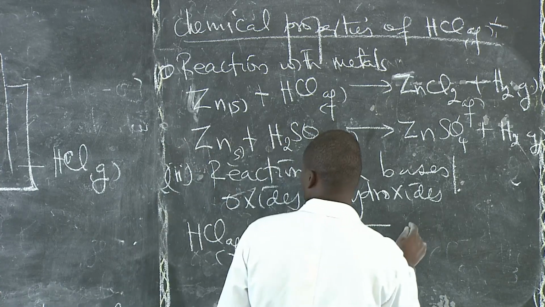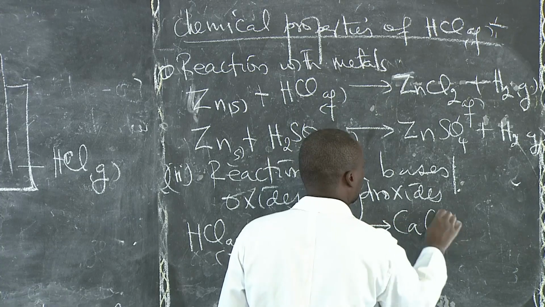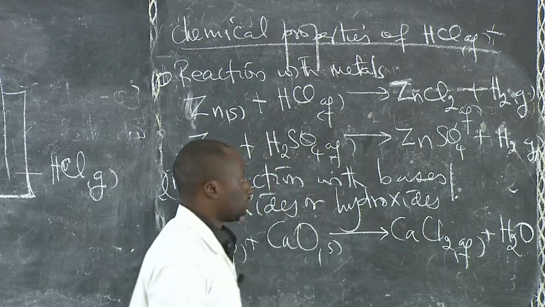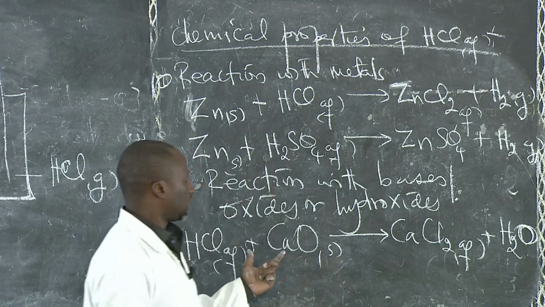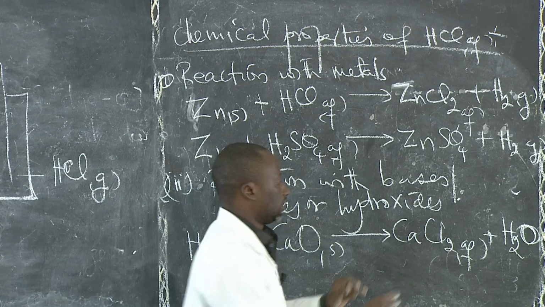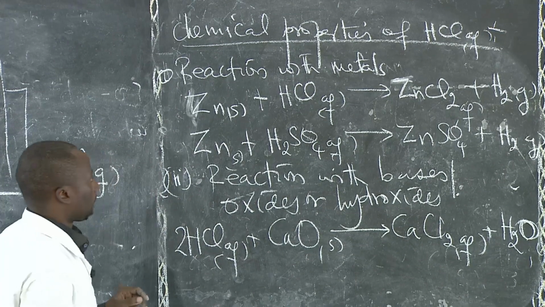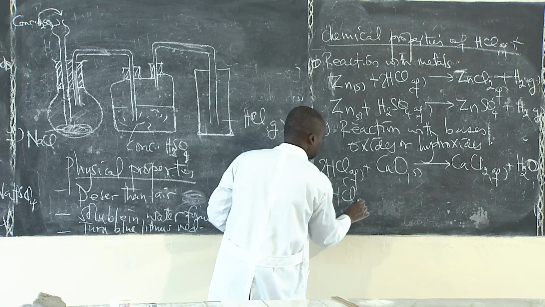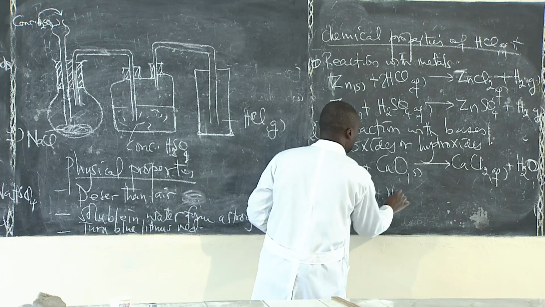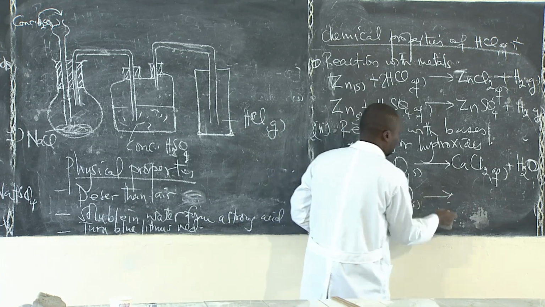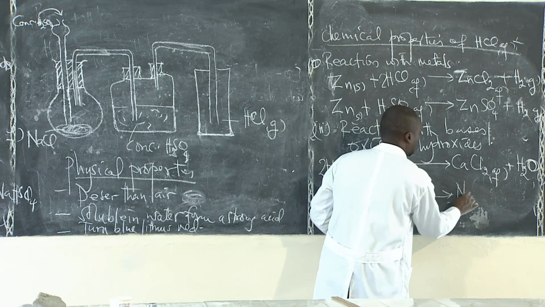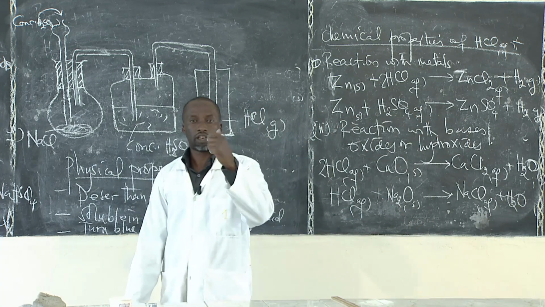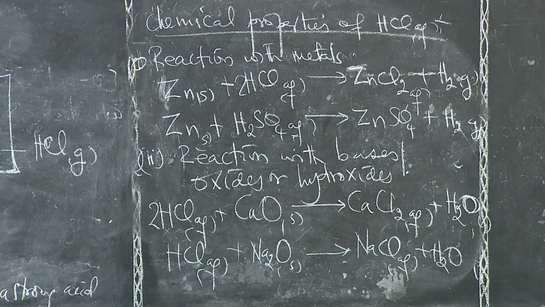this will give calcium chloride plus water. Calcium chloride plus water. So when they react with oxides, they form the salts and water. Salts and water. Maybe you can have another oxide, maybe sodium oxide. This will give sodium chloride plus water. So you need to take note of that, that when they react with oxides, they always produce the salts and water.